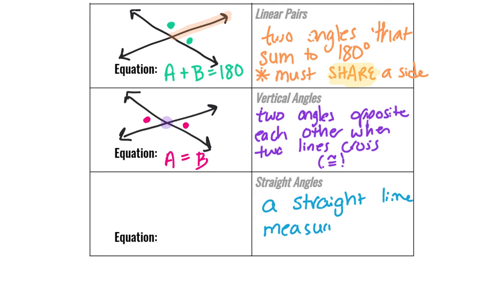So I've got a straight line, and the way we would draw that would be like this, 180 degrees. So anytime you know you have a straight angle, you know it equals 180. This is the one that we will use the least out of the 5 types of angles that we've talked about today.